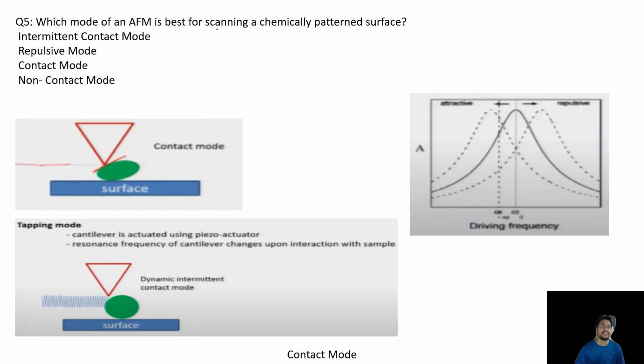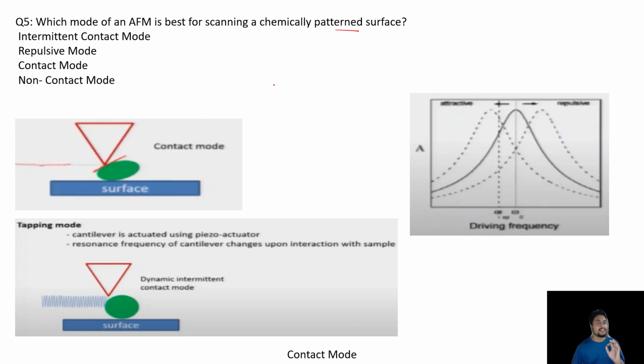Which mode of an AFM is best for scanning a chemically patterned surface? Non-contact mode is not great. Contact mode, if the pattern is very fine, can distort or deform the surface. Whenever you are in the intermittent contact mode, the overall imaging is great.